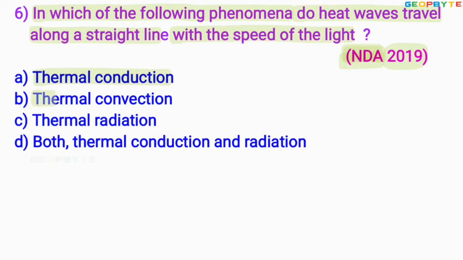Option B, thermal convection. Option C, thermal radiation. D, both thermal conduction and radiation. Dear friends, the correct answer is option C, thermal radiation. In the process of radiation heat transfer, the heat waves are traveling along a straight line with the light speed. Therefore, option C is absolutely correct. Let us move to the next one.